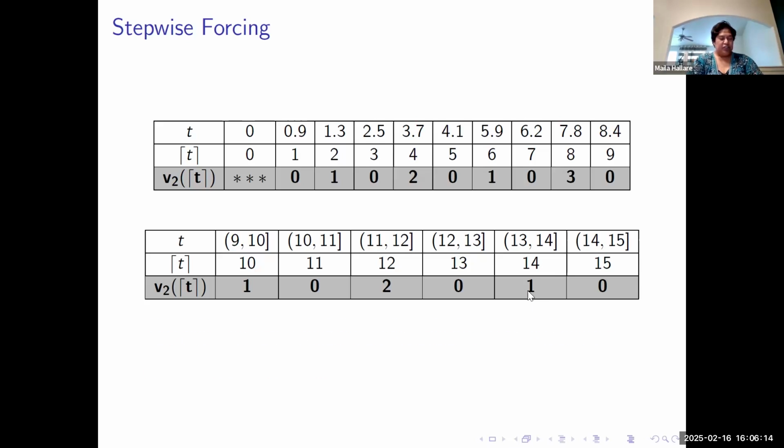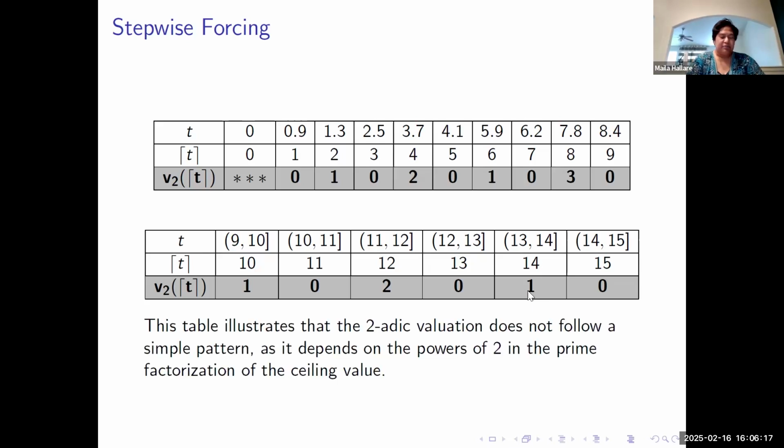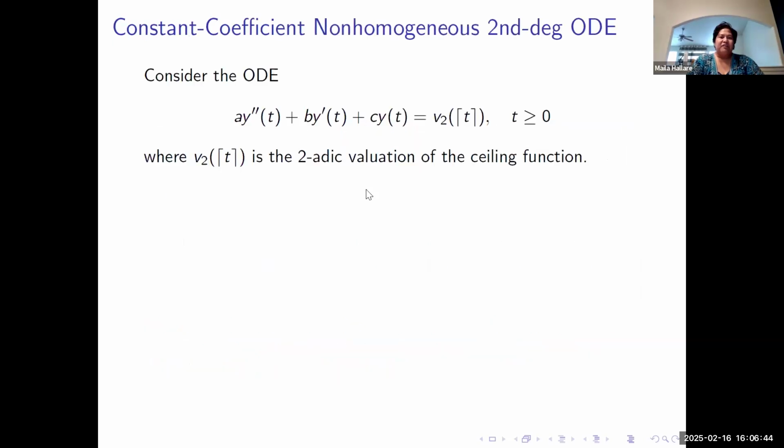This table shows us that there is no simple pattern in the 2-Adic valuation of a number. I also hope you see that before computing the 2-Adic valuation, I had to take the ceiling function first, because the 2-Adic valuation is defined only for integers. So now we know how to interpret the forcing function. Again, let's look at our goal.